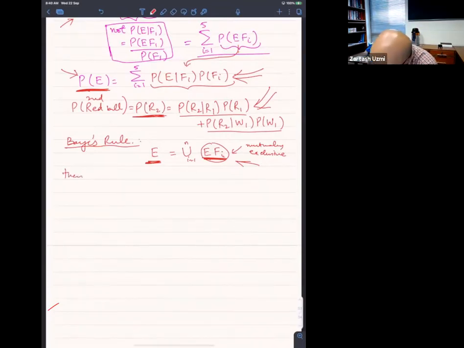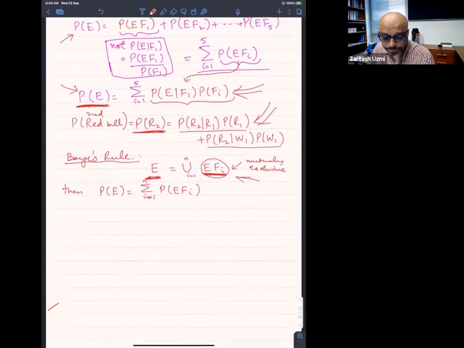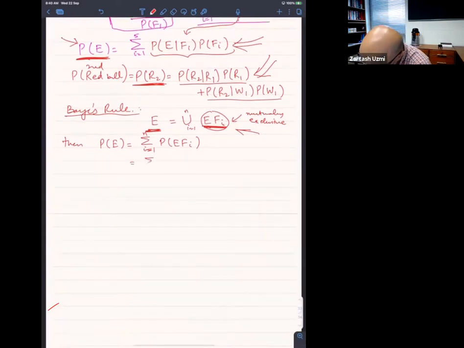देन प्रोबेबिलिटी ऑफ E, ये हमने ऊपर भी मालूम की थी, is equal to summation I is equal to 1 to n probability of E and Fi. This is exactly the same thing जो हमने ये ऊपर लिखी है. Now I can write this to be equal to I is equal to 1 to n probability of E given Fi into probability of Fi. Now think about this probability. This is probability of E given Fi.